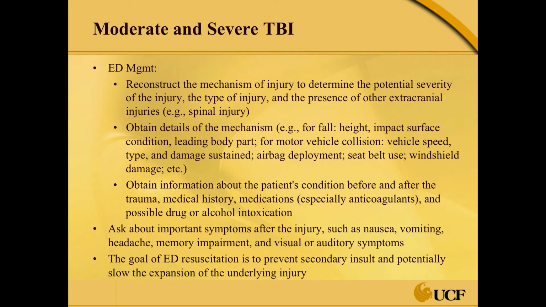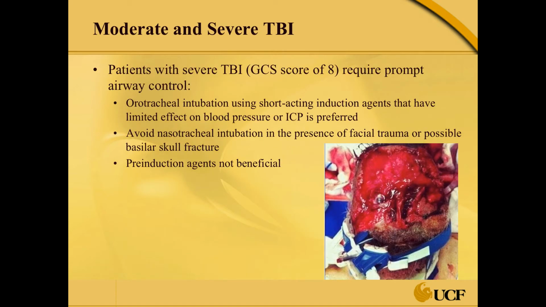The goal of ED resuscitation is to prevent secondary insult and potentially slow the expansion of your underlying injury. Patients with severe TBI of a GCS less than 8 require prompt airway control and orotracheal intubation using a short-acting induction agent that has a limited effect on blood pressure or ICP, maybe a succinylcholine, for example. Avoid nasotracheal intubation if the patient has severe facial trauma.